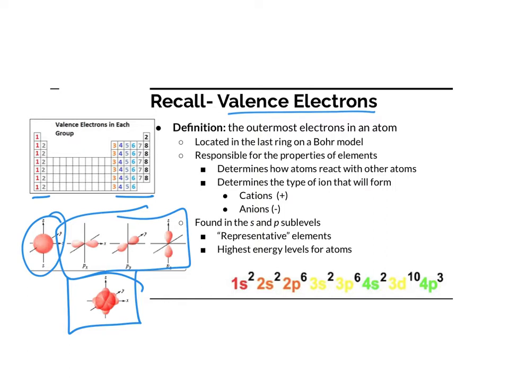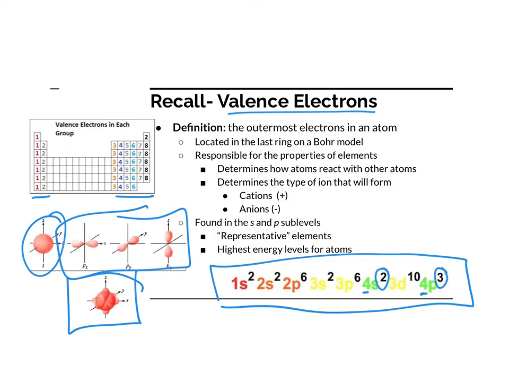So if we're given an electron configuration like we are here, we're going to look for the highest energy level. So in this case, the highest would be 4. And we're going to just look at those S and P sublevels. And what you would notice is that we're going to have 2 plus 3 valence electrons. So for this element, it would have 5 valence electrons.